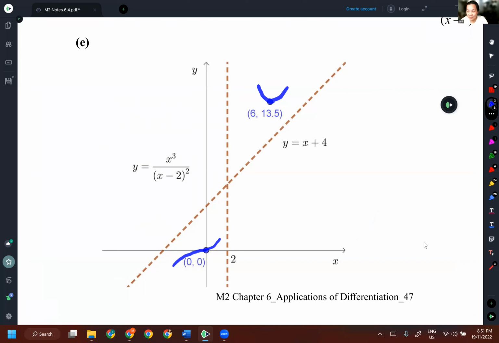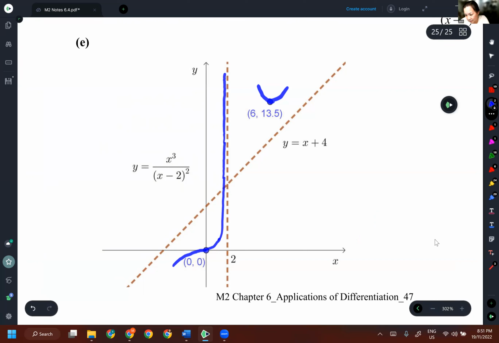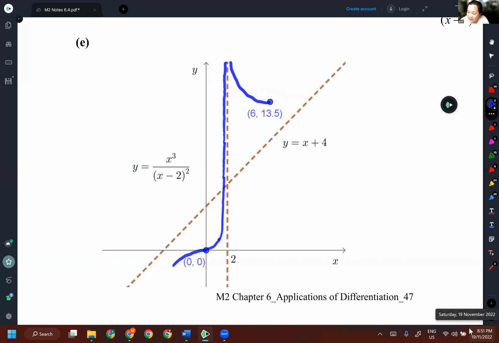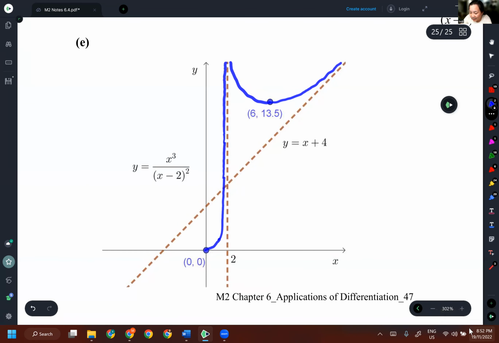And also to the left, it goes to positive infinity. That's what we found. To the right, it also goes to positive infinity. And also this. On this side, it goes to this line like that. That's my finding.